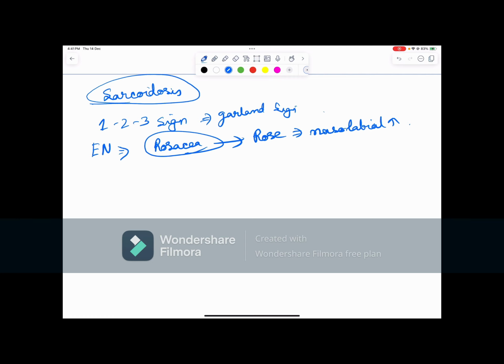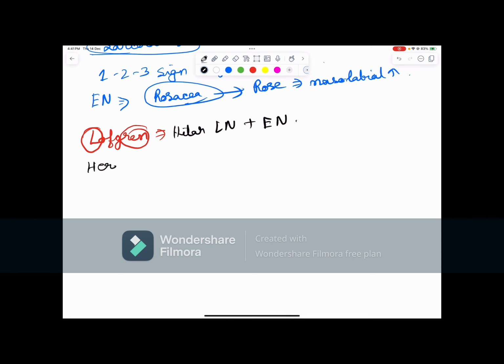So the thing that you will have to remember is what is Lofgren syndrome. Lofgren is L and this N. So there would be hilar lymphadenopathy plus erythema nodosum. Now after that Heerfordt, you remember that Heerfordt will be fever plus uveitis. Now everybody wants a good looking face. So good looking face represents the facial nerve, that is 7th cranial nerve.